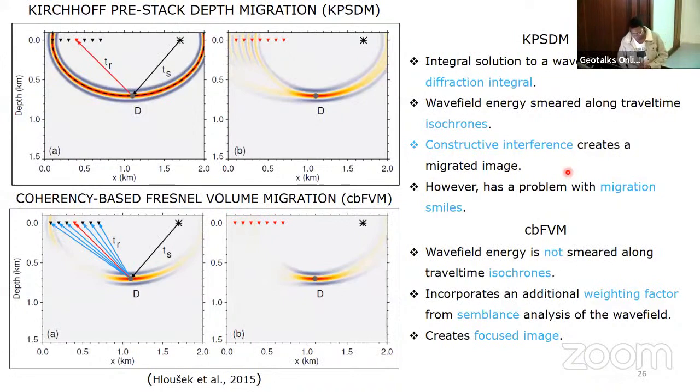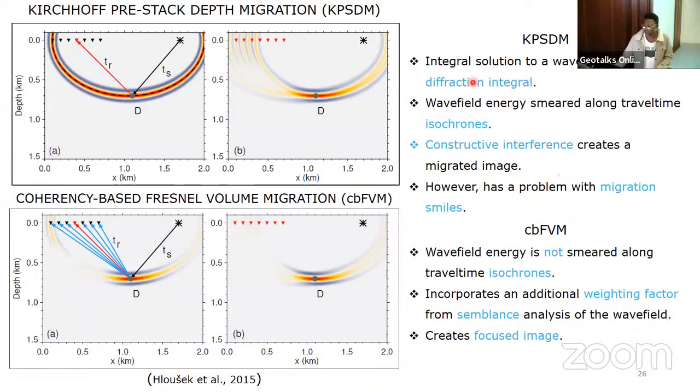Now, focusing on migration techniques, the coherency-based Fresnel volume migration is a new migration technique that is based on an extension of the conventional Kirchhoff pre-stack depth migration, which is an integral solution to the wave equation that is represented as a diffraction integral.